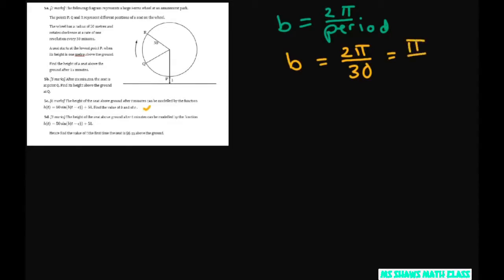So the first thing we want to notice is that our B is equal to 2 pi divided by the period. Well, our period is 30 minutes. So our B is 2 pi divided by 30, which equals pi divided by 15. And that's also equal to 0.209.